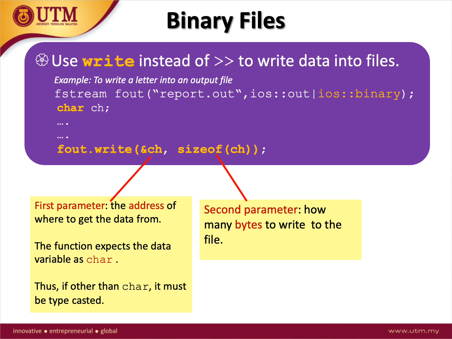Next one is write. Normally we use this symbol to write data into files, but now we are going to use write. This is how we should code it: fout.write. Again, the first parameter is the address to get the data from, and the second parameter is how many bytes to write to the file.